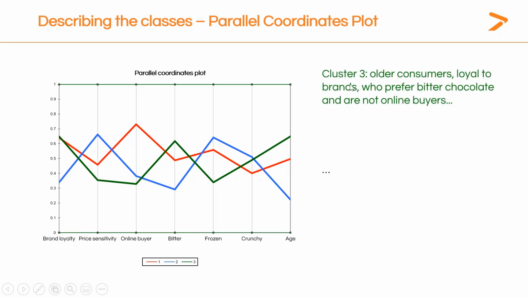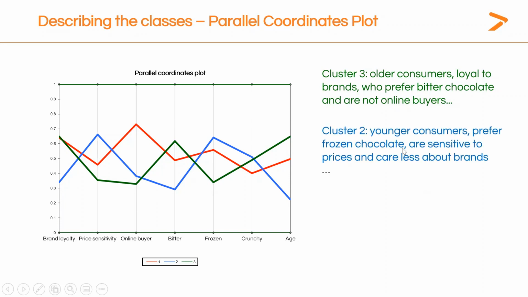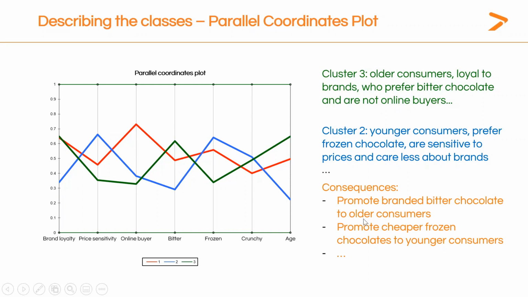If I focus on cluster 3 or class 3, we have older consumers, so high scores of age, who prefer bitter chocolate and who are loyal to brands and who don't really like frozen chocolate, or like less frozen chocolate, and buy less online. Then the blue cluster is made out of younger consumers who prefer frozen chocolate and are sensitive to prices, and they don't like bitter chocolate. So you can draw marketing conclusions out of this. For instance, promote branded bitter chocolate to older consumers, promote cheaper frozen chocolates to younger consumers, and so on.